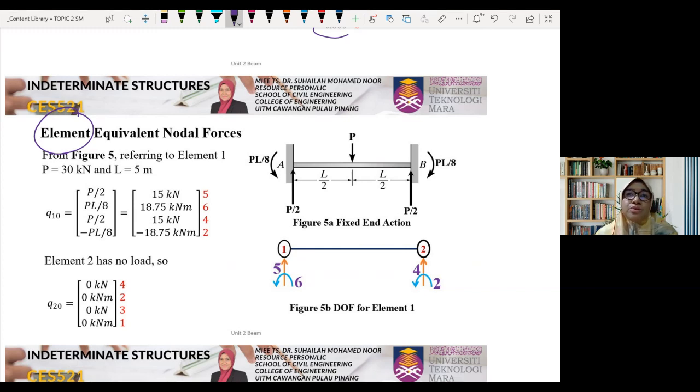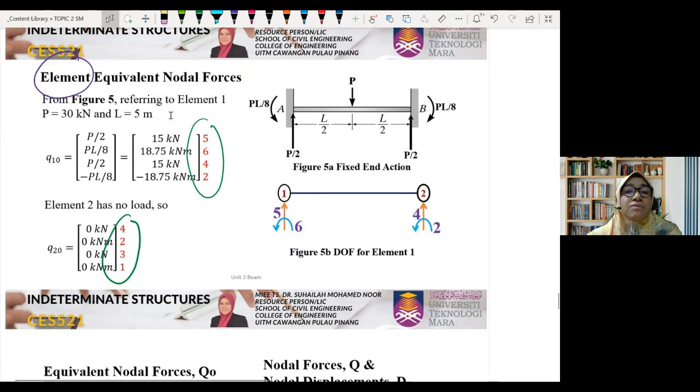And for the label, we will use the same label, the same label that we use in K1 and K2. For example, for K1 we use the label 5642 and 4231. So we will use it again in the analysis of element equivalent nodal forces. Remember, for the label, it is nodal forces. It has the word equivalent.